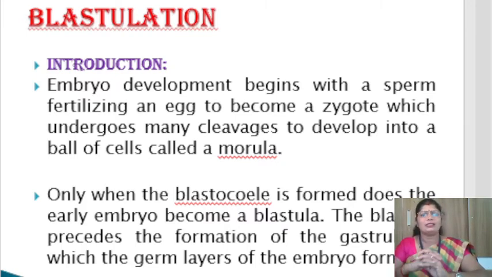Coming to the introduction, as I said, embryo development begins after fertilization. When the sperm fertilizes the egg to become a zygote, it will undergo cleavages to develop into a ball of cells. Initially it is called a morula, which is nothing but a cluster of cells. Once the morula starts to form a cavity at the center, this is blastulation, otherwise the forming of the blastula. Only when the blastocyst is formed in the embryo, then it becomes a blastula.